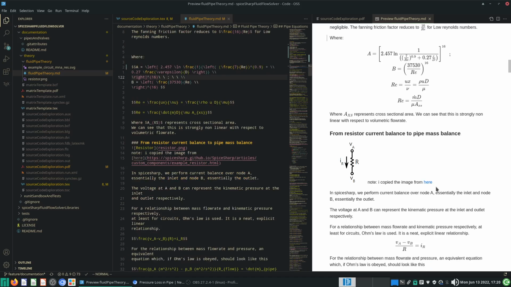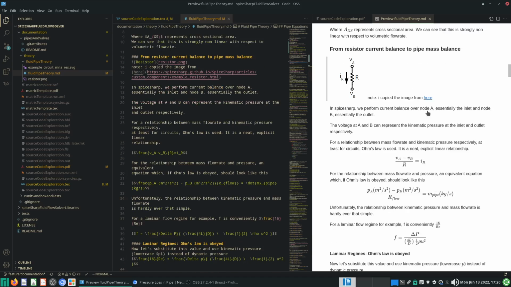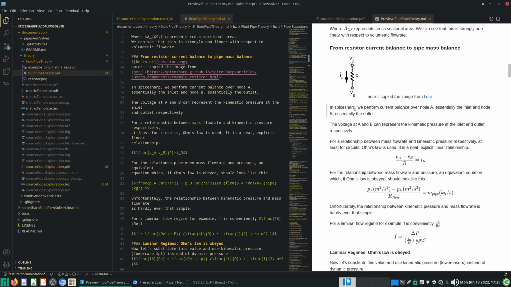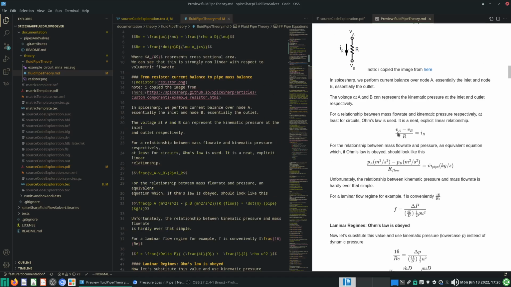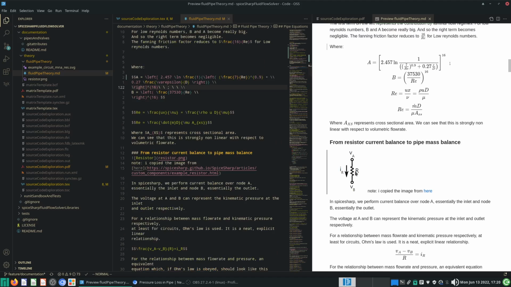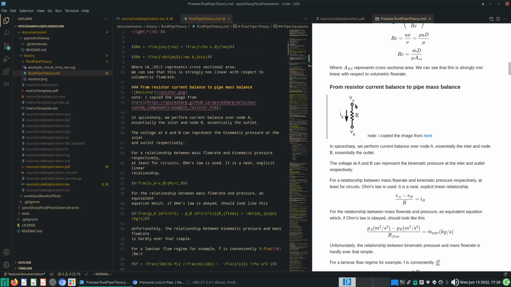So the next part describes how we can change the current balance to pipe mass balance. These are some of the equations. I'm going to skip through most of these things. I have an image pasted here. Actually, maybe I won't skip. I'll just talk through them briefly as fast as I can. How do we relate the current and voltage across a resistor? We use Ohm's law like so.